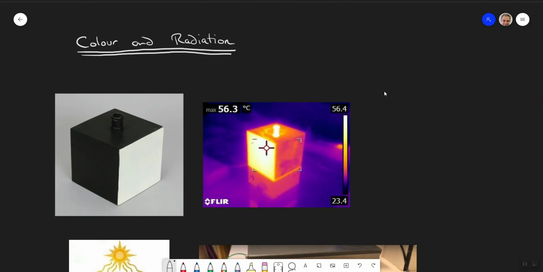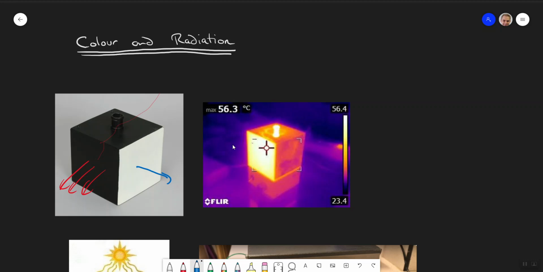So this is the example of Leslie's cube. What we see from this thermal imaging camera, with hot water in the cube like this, is that we get lots of radiation coming out of that side, but less coming out of that side. And that is because white, shiny colors are poor emitters of radiation, dark colors are good emitters of radiation.